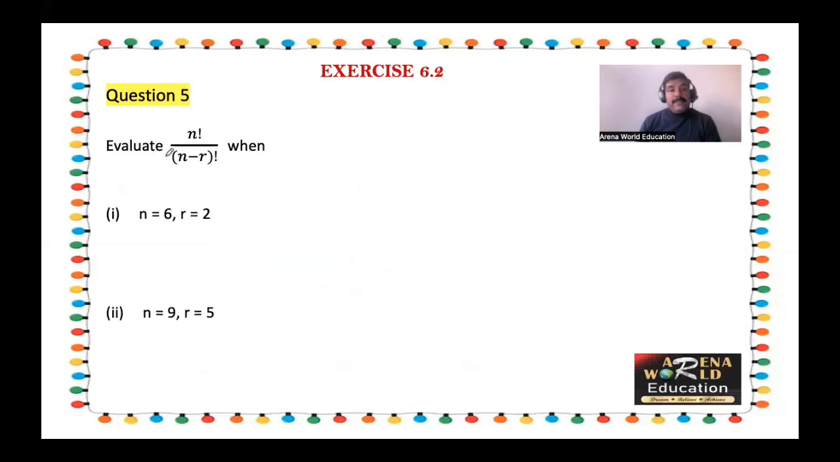So here we have to find n factorial divided by n minus r whole factorial when n is equal to 6 and r is equal to 2. So what we will do, we have to evaluate this one. n and r are given. So yes, guys, this is 6 factorial divided by 6 minus 2. n is 6 and r is 2. So yes, this will be 6 factorial divided by 4 factorial.